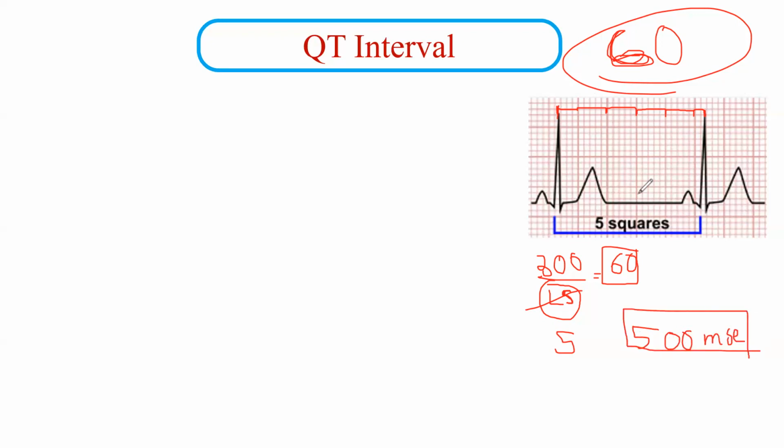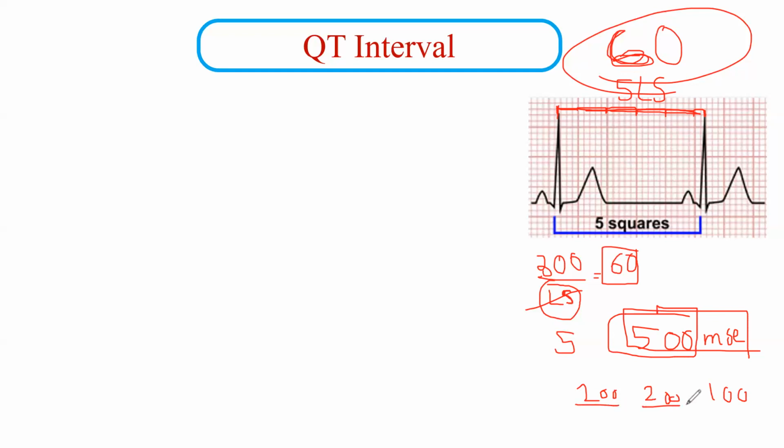Again, the distance here is 5 large squares. Torsades de pointes will increase if the QT interval is more than 500 milliseconds. How many large squares is 500? It's actually 2.5, because each large square is 200 milliseconds: 200, 200, and 100 milliseconds.